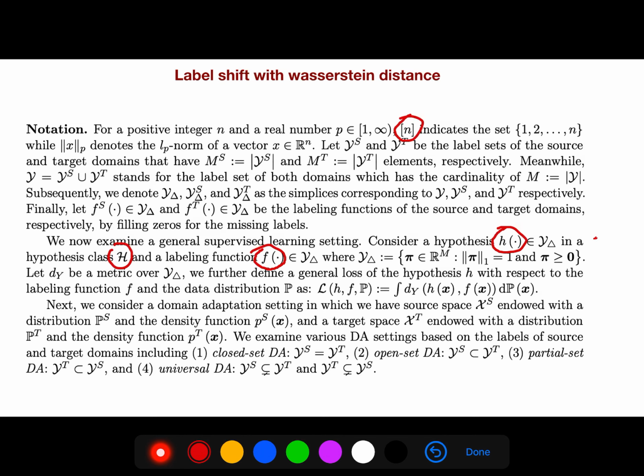So we examine various domain adaptation settings based on the labels of the source and target. For example, in the closed set, we know that the labels match. In the open set, Y source is a subset of Y target. In partial, Y target could be a subset, and then we have universal.